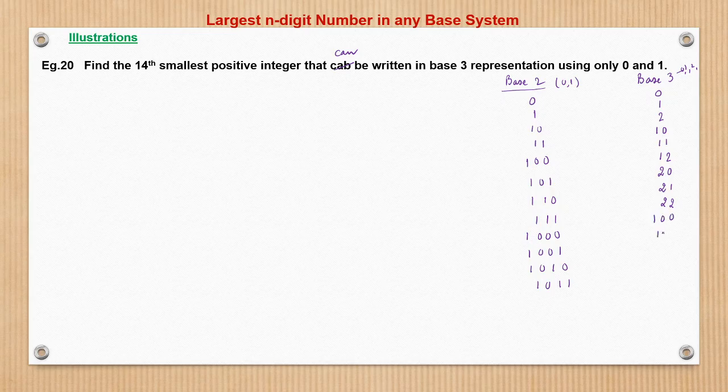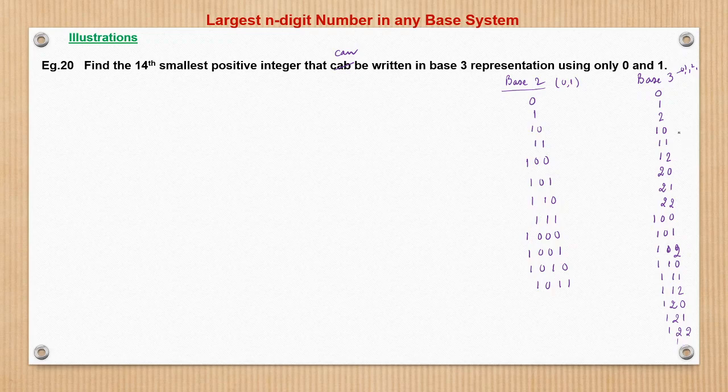Smallest is 1 0 0, 1 0 1, then it becomes 1 1 0. No, sorry, 102 would be there, right? 102, then it becomes 1 1 0, 1 1 1, 1 1 2, right? Then again it will take 1 2 0, 1 2 1, 1 2 2, and that way it will go on.